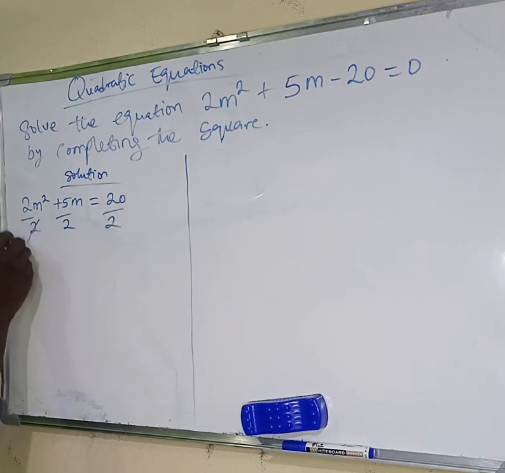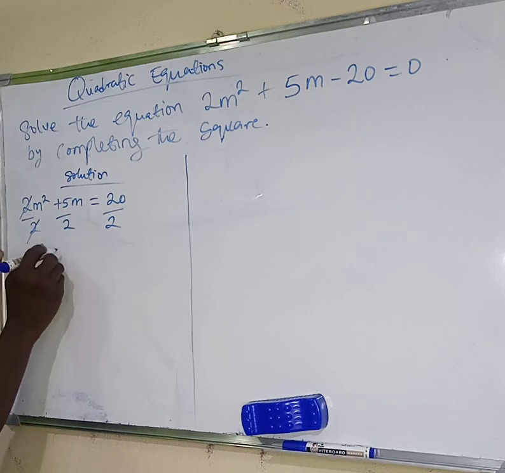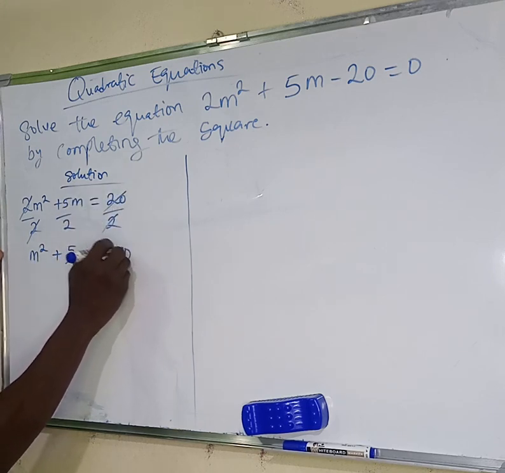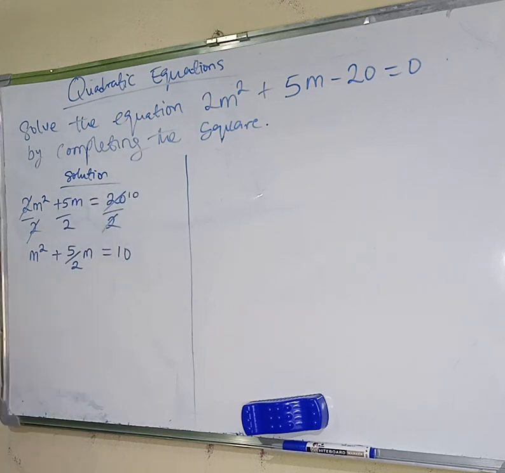So 2 cancels 2. We are left with m squared plus 5 divided by 2 m. Then 2 into 20 equals 10. All right? Because if two people share 20, they take 10, 10.